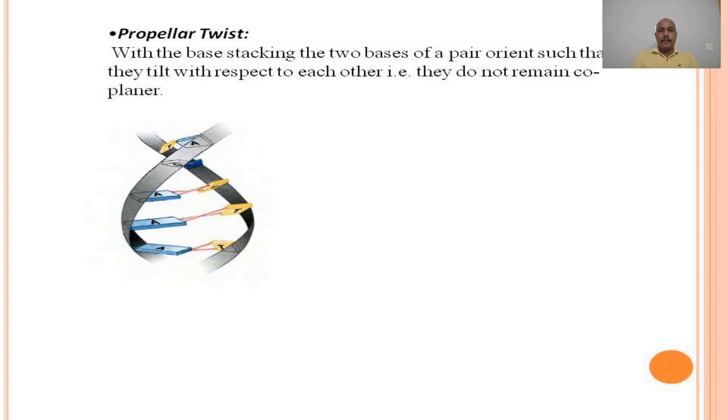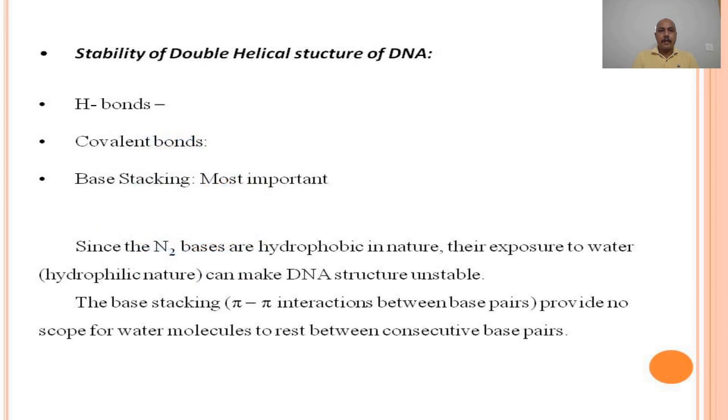Now, the two bases of a pair have a propeller twist. That means they are not a coplanar structure, rather they have a tilt with respect to each other that strengthens their hydrogen bonding potential. The other important stability factors we can consider are the covalent bond, in terms of the phosphodiester bond, and the most important one, which is base stacking.